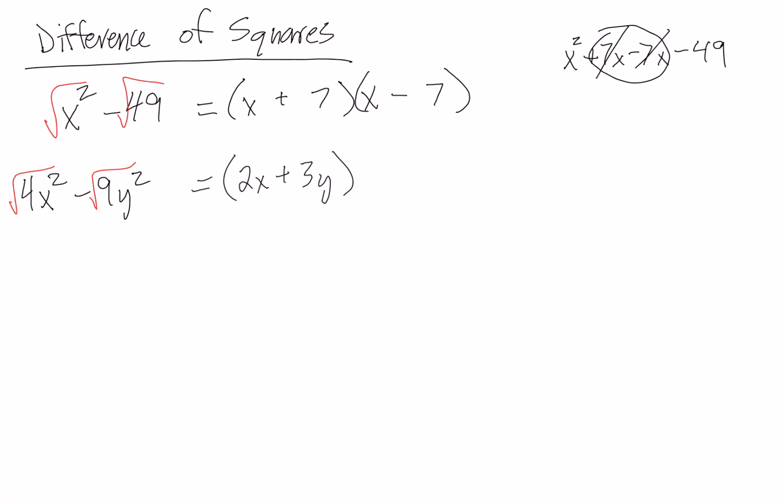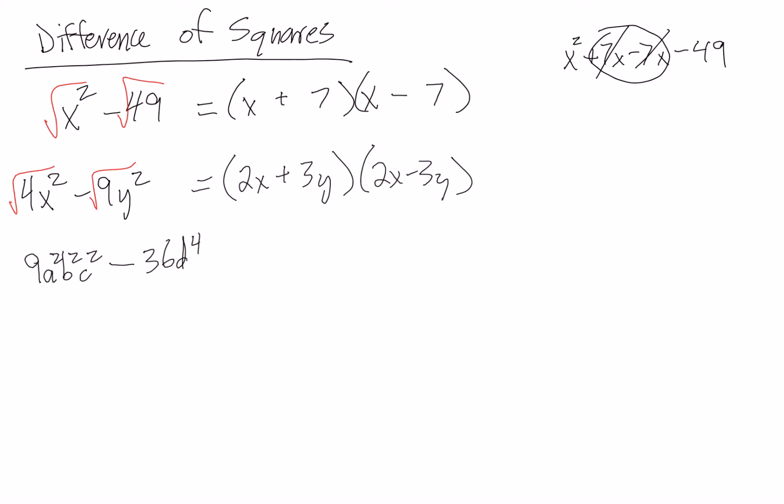So you'll have 2x plus 3y and a 2x minus 3y. Okay, so you just get one of each, one positive, one minus. And let's do another one. So let's suppose I gave you, let's go 9a squared b squared c squared minus 36 d to the 4.